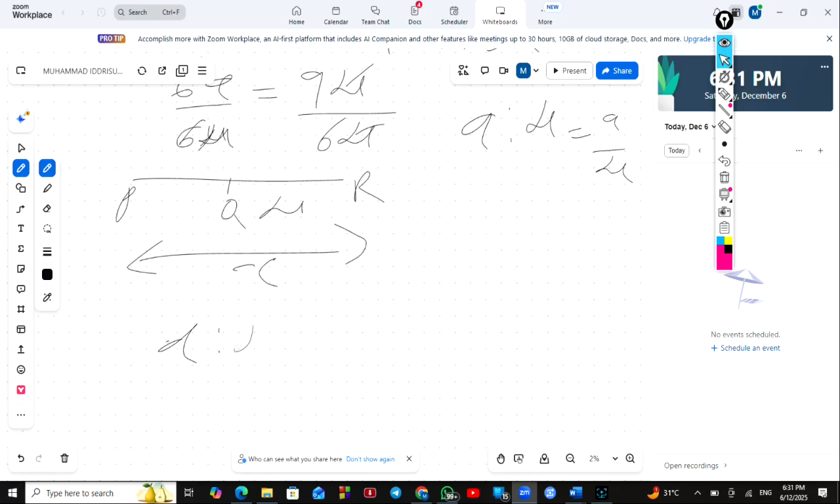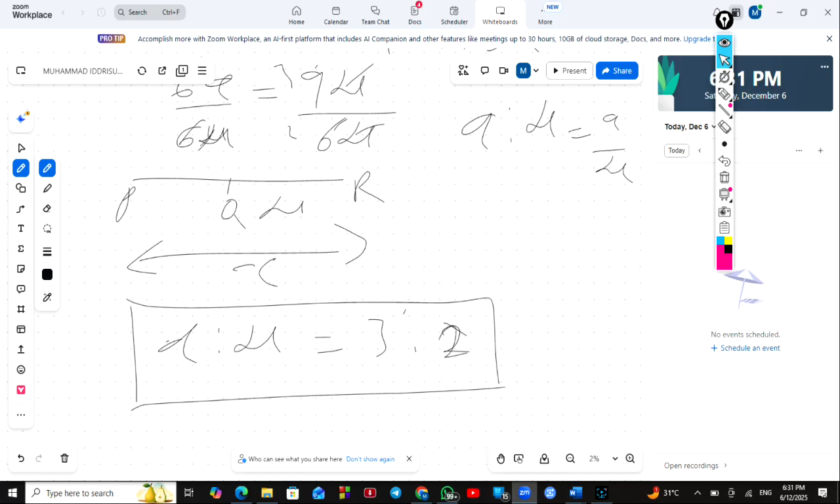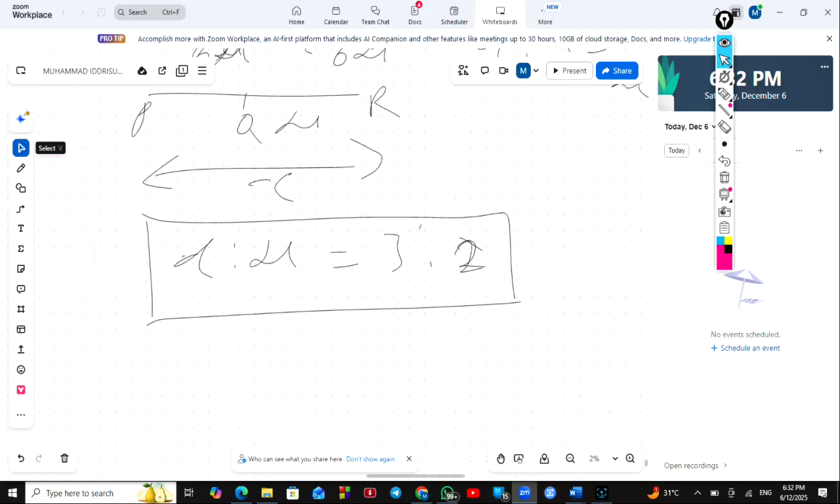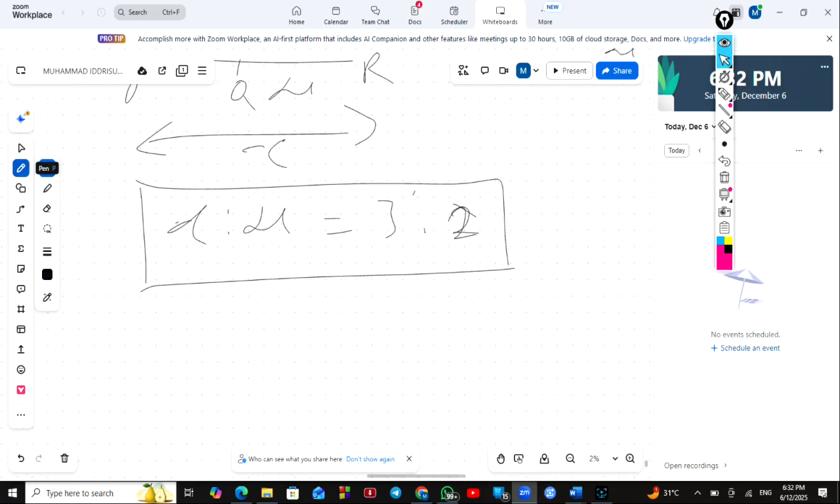Alpha is to mu is equal to 9 is to 9 over 6, which is the same as 9 is to 6. So 3 into 9 is 3, 3 into 6 is 2, so 3 is to what? 2. So this is what? The ratio. So therefore the ratio in which R divides PQ is what? Alpha is to mu, which is equal to 3 is to 2.